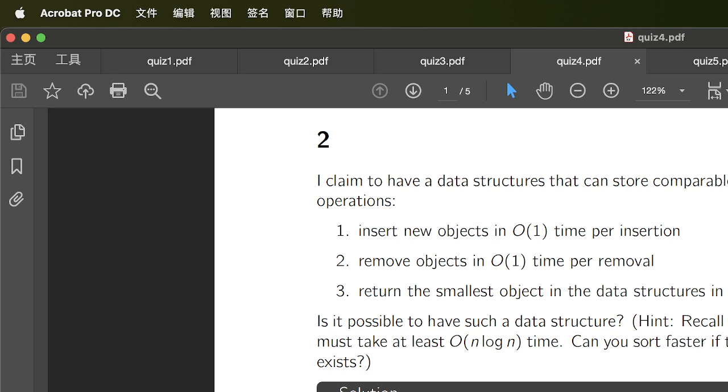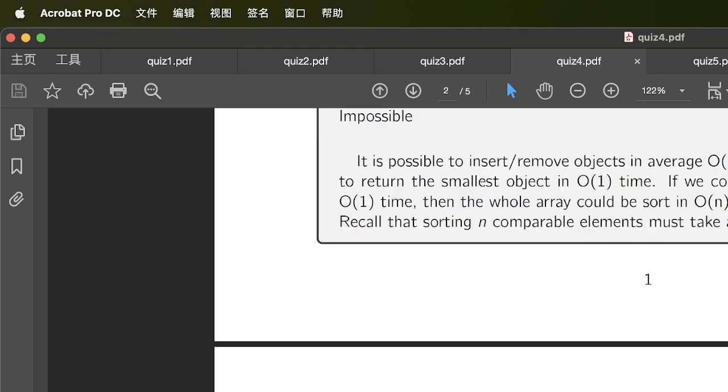So it cannot be all of n time. So this is impossible. But actually, the first two are very possible. Like maybe a hash map or hash set, the extraction running time of insert and remove will be all of n, all of n constant time.